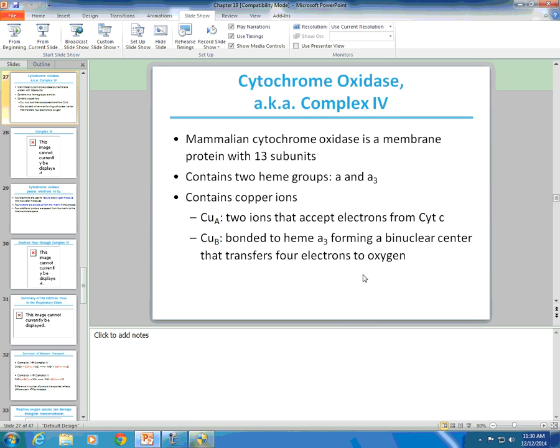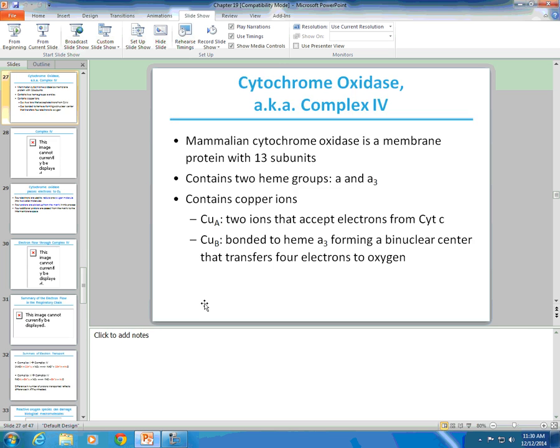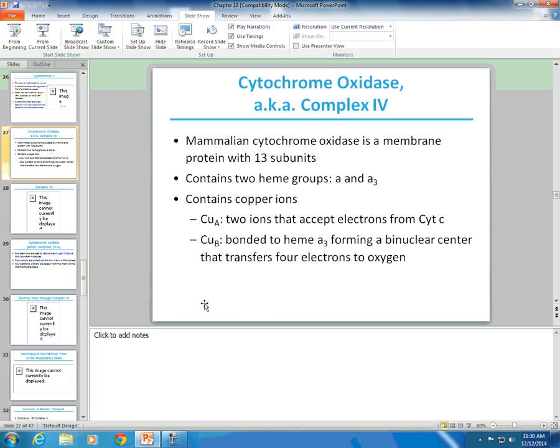Let me try this. See if I can fix it. Nope, my images will not display. Well, we'll find a stopping point and then I'll restart so I can fix my images. Let's go ahead and talk about complex 4 so that we can find a good place to stop.